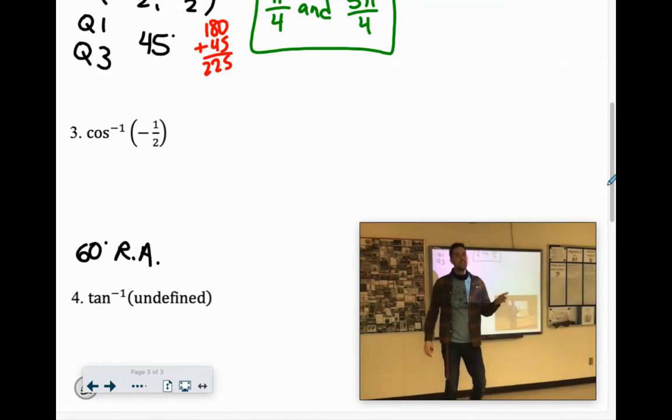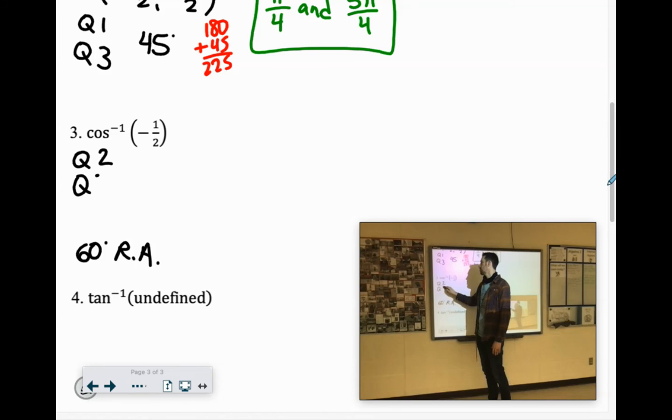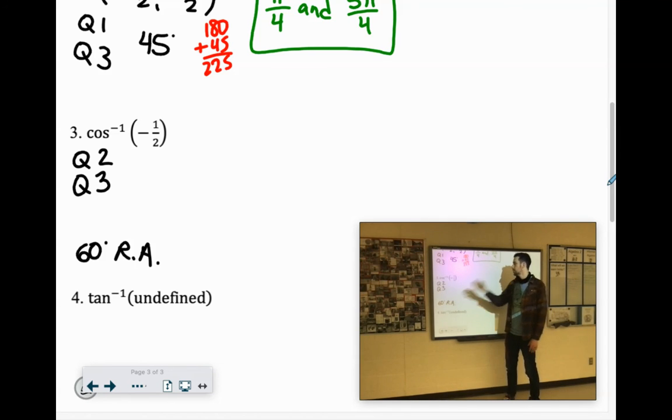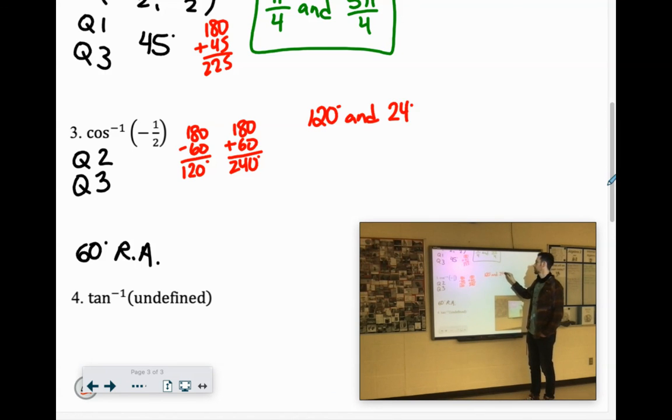But when is cosine negative? Again, cosine is the x. So that's negative in quadrants 2 and 3. The 60-degree reference angle in quadrant 2, we would have to do 180 minus 60, which is 120 degrees. For quadrant 3, we'd have to do 180 plus 60, which is 240 degrees. So 120 degrees, 240 degrees.